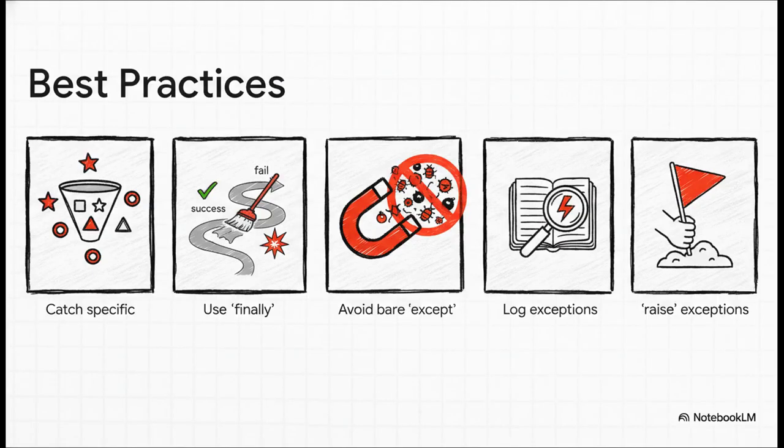So here it is, your checklist for writing professional, robust code. First, always try to catch specific errors, not just the giant Exception net. Second, use finally for any cleanup that absolutely must happen. Third, and this is a big one, avoid bare except clauses. They can swallow up real bugs and leave you scratching your head. Fourth, log your exceptions so you can debug them later. And finally, don't be afraid to raise your own exceptions to enforce your code's rules.